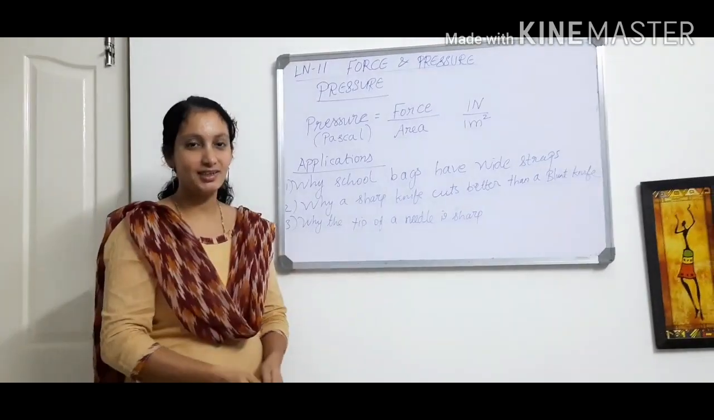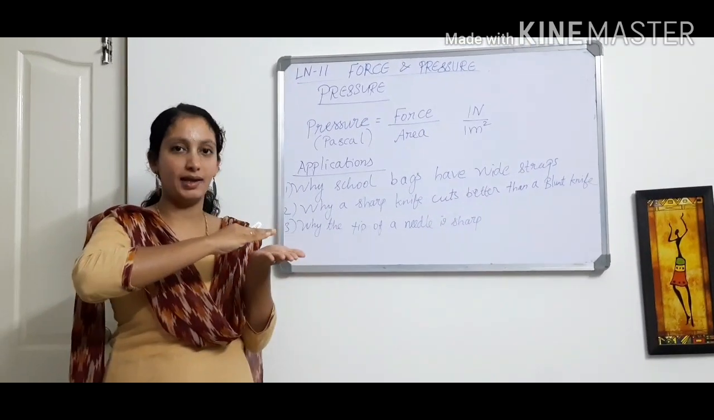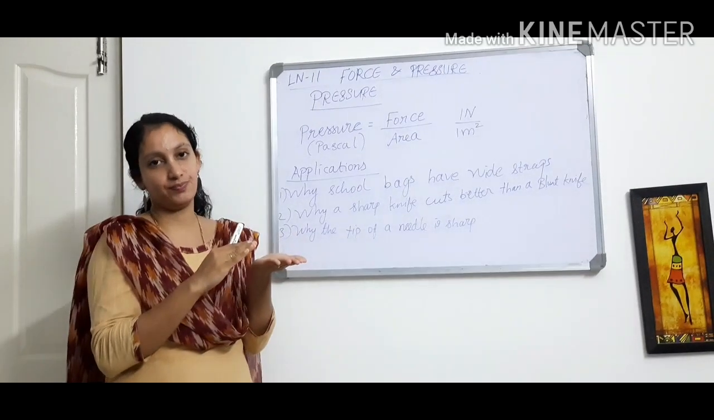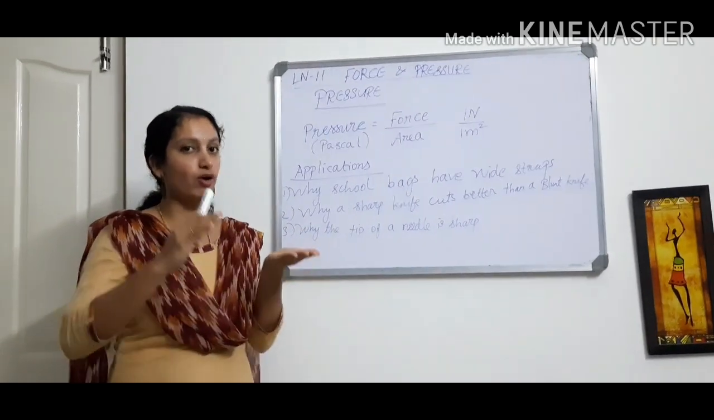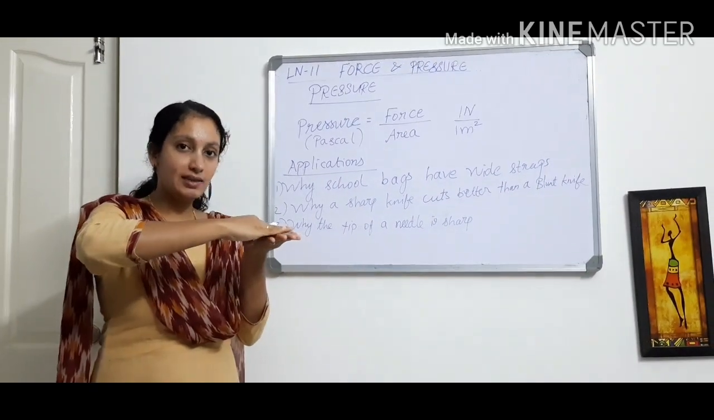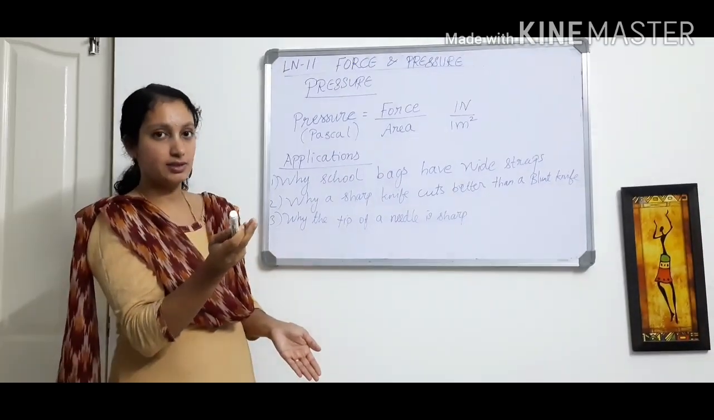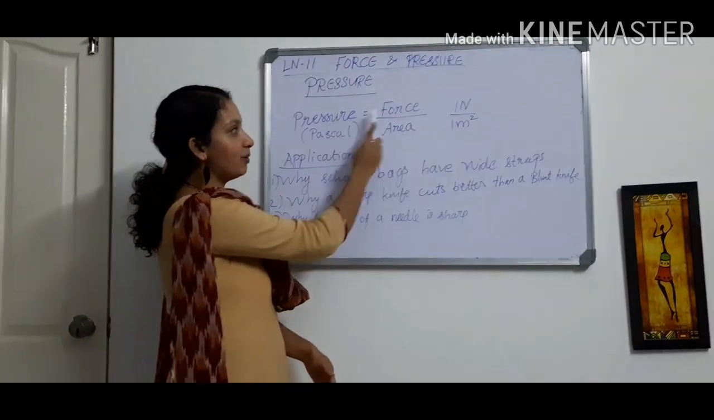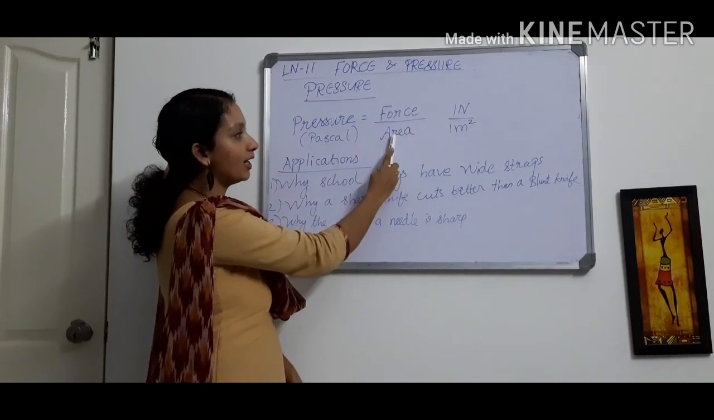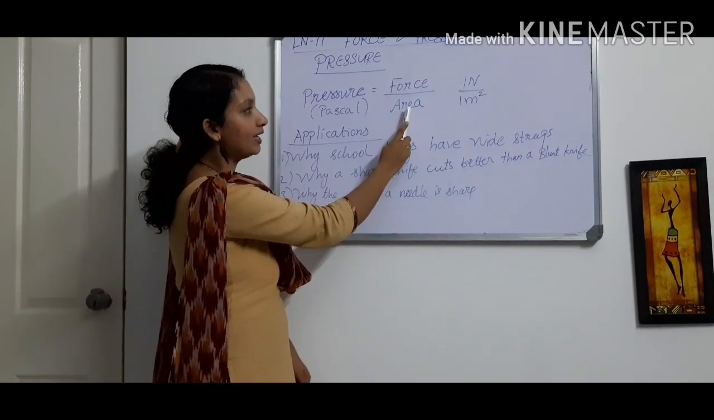So what is pressure? Pressure can be defined as the force which is applied on unit area of an object. So if you are applying some force on an object, what is the area on which you are applying that force? That is called pressure. Pressure is equal to force applied on unit area. So pressure is equal to force by area.